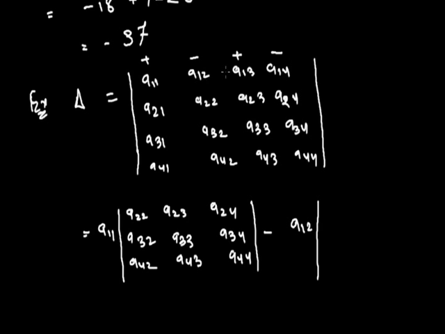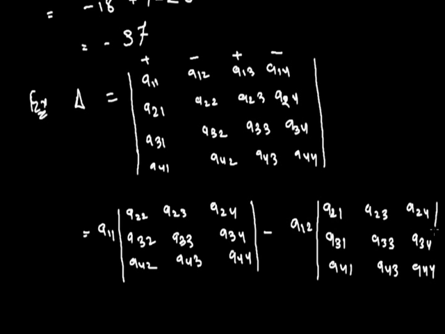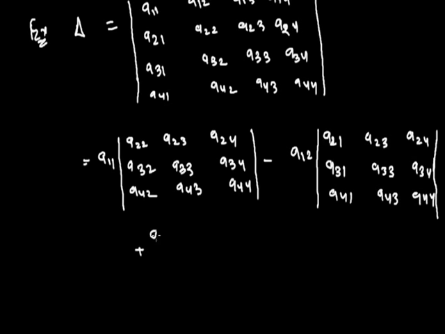For this, leave this row and this column, so the remaining elements are A21, A31, A41, A23, A33, A43, A24, A34, A44. Then plus A13. For this, leave this column and the first row also.